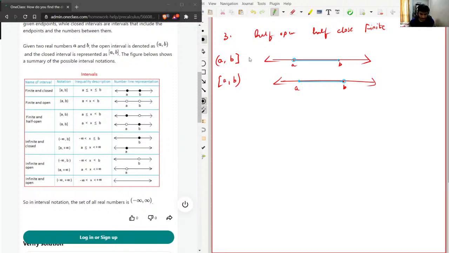Now we have three cases with finite. We'll be having three cases with infinite. So these cases are also going to be the same. This one is the fourth one. That is infinite and closed. So infinite and closed is easy. Basically, for this, again, we'll be having two cases.